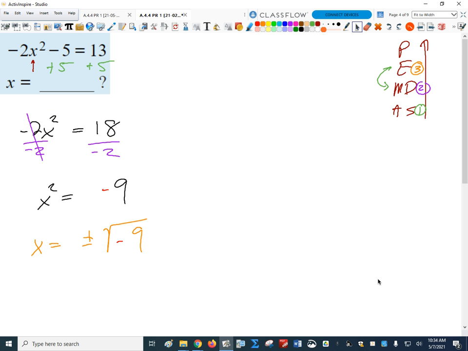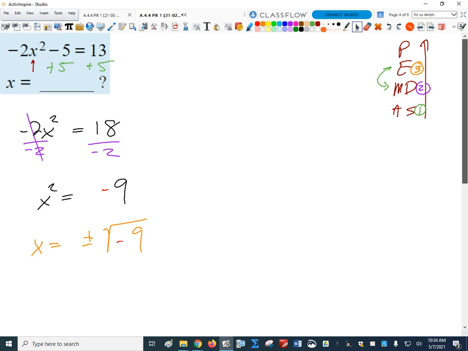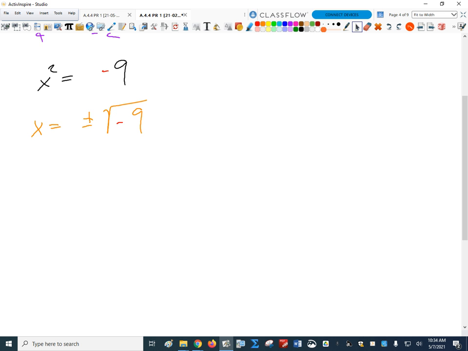Okay, so let's finish our problem over here then. We started this example, but we didn't finish it because we didn't know how to deal with that square root of a negative number, but now we do, right? We were just isolating x by using inverse operations.